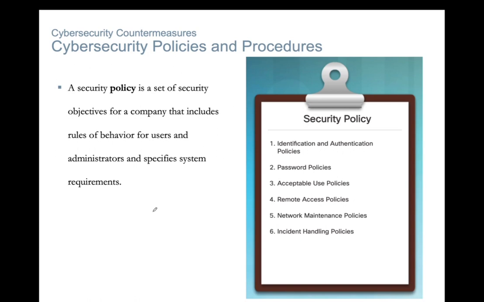The fourth one is remote access policies, which identify how remote users can access a network and what is remotely accessible. The fifth policy is the network maintenance policy that specifies network device operating systems and end user application update procedures. And the sixth security policy, the incident handling policy, describes how security incidents are handled.